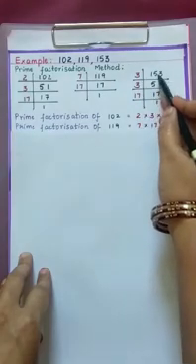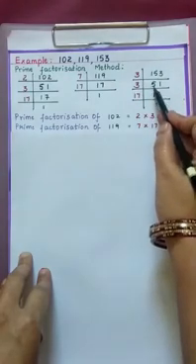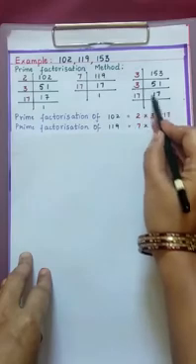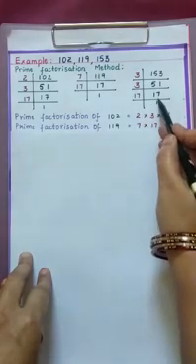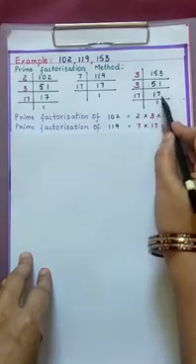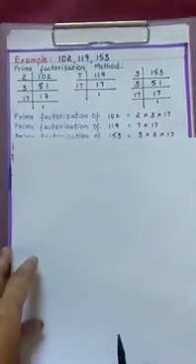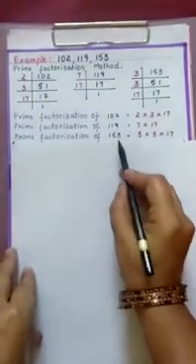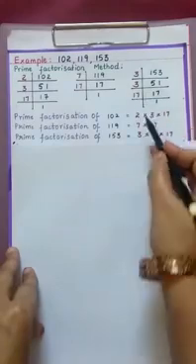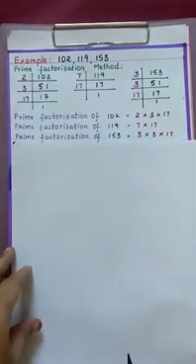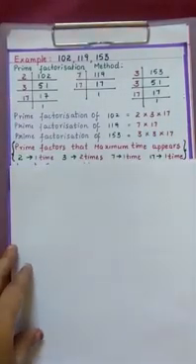3 5s are 15, 3 1s are 3. Again 51 is divisible by 3. 3 17s are 51. 17 is a prime number, which is divisible by itself. 17 ones are 17. So the prime factorization of 153 is 3 into 3 into 17. I have written it here. Now what is the condition here?